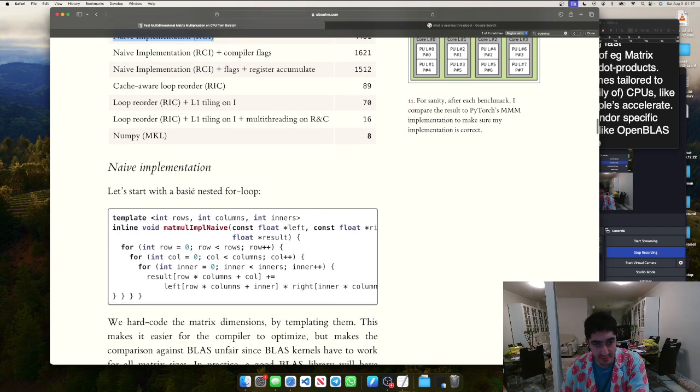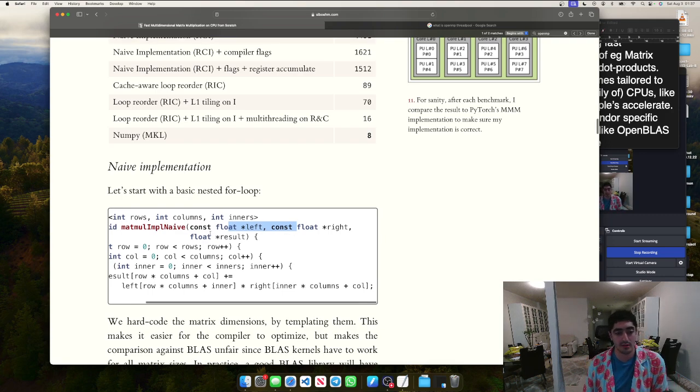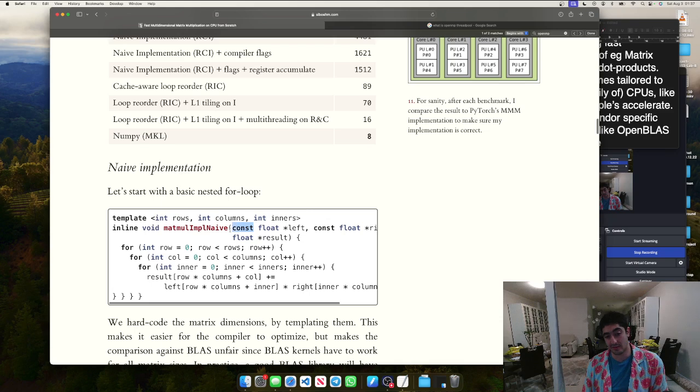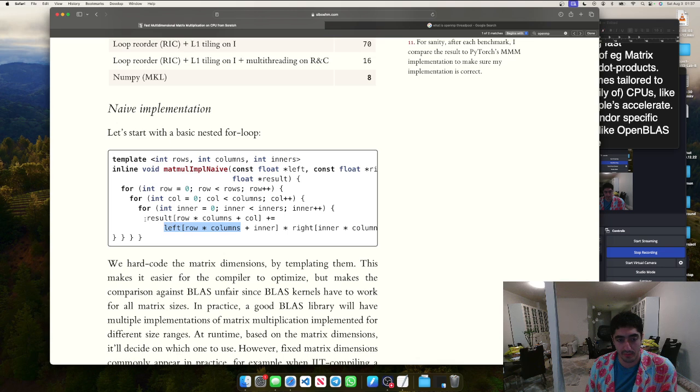Okay, naive implementation. Let's just start with a basic nested for loop. We have 2 float pointers. Interesting, I had never seen this in C++, but apparently that's a thing now. It's a constant. Then you multiply these, you add it, you put it in that column, I guess.